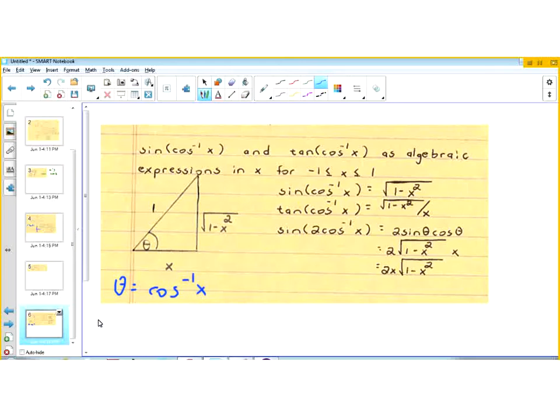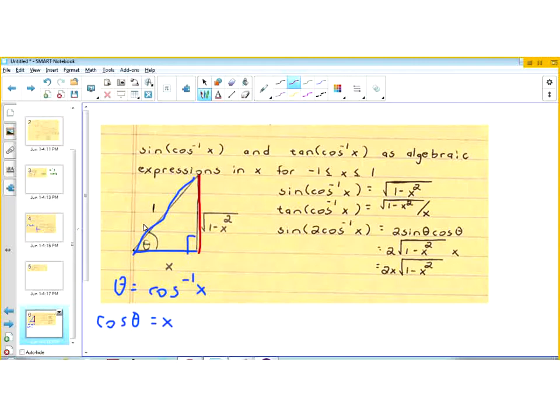Then if we take the principal cosine of both sides of the equation, we'll have cosine theta is equal to x. And we know that cosine theta is equal to adjacent over hypotenuse. So that means adjacent over hypotenuse must equal x, so that forces the hypotenuse to be 1. Then we use the Pythagorean theorem to compute the length of the opposite side of theta, which turns out to be the square root of 1 minus x squared.